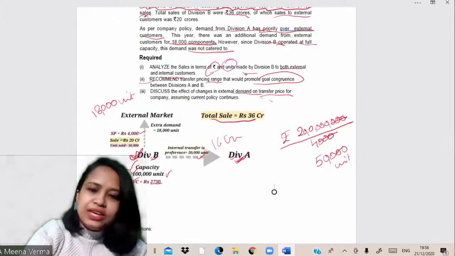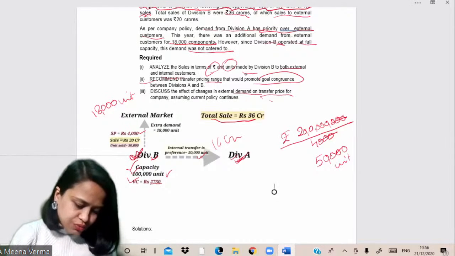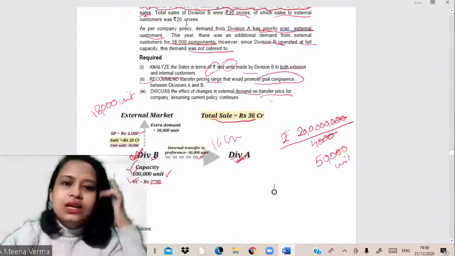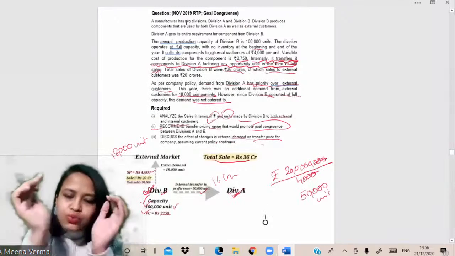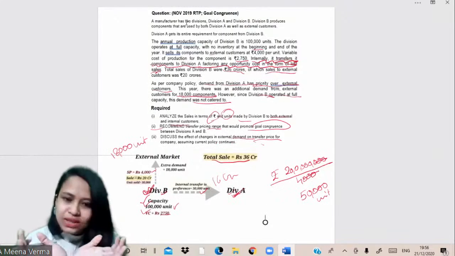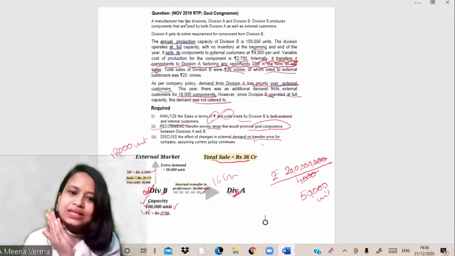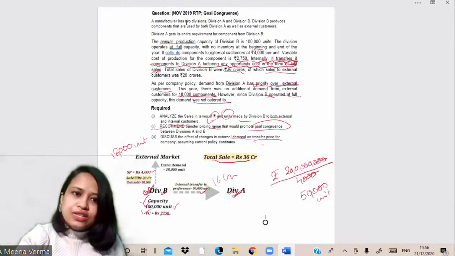Now, can you solve it? See, I think there is some problem. I'm not able to view your queries and I have to check again and again. Please try to do this again. Try to find out the transfer price between these two divisions which encourages goal congruence. At least try to find out the transfer pricing.